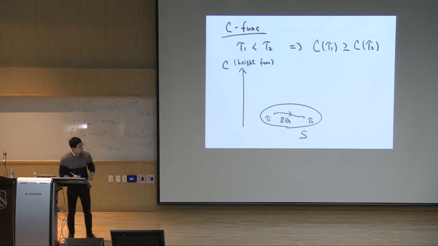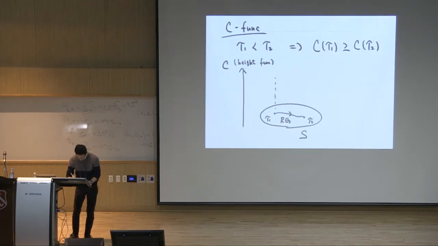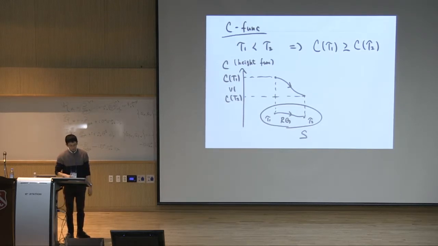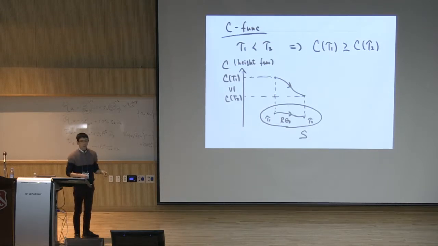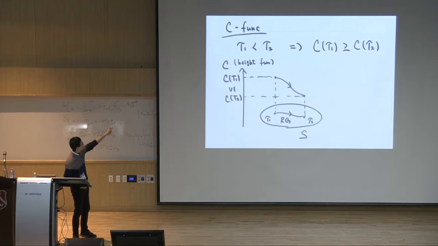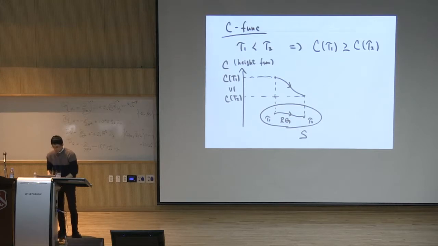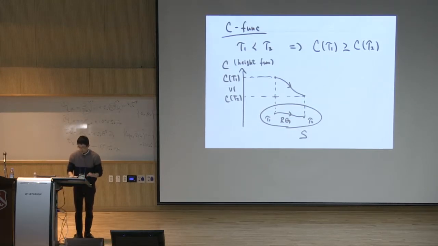So this is basically a height function on the space of QFTs, and you have a flow in the height function. So basically, C of T1 is greater than C of T2. If you compare the values of the C function for each theory, and one of them is greater than the other, then you might have some RG flow. There might be an RG flow from T1 to T2, but the converse is not true. So there is no flow from T2 to T1. This is the consequence of the C function. Okay, so this is basically the formal argument for the C theorem.